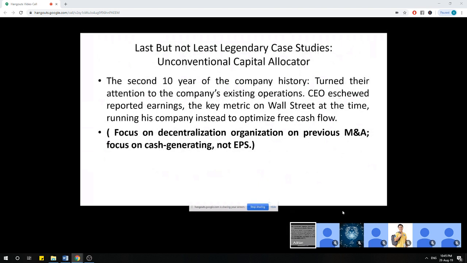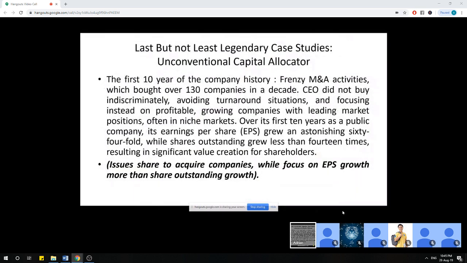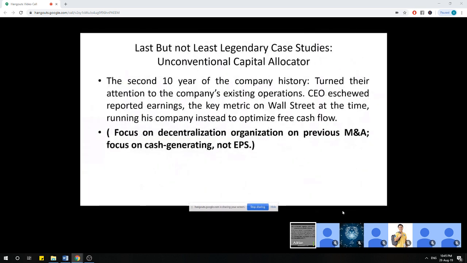Then in the second 10 years, this company slowed down. They no longer wanted to focus on M&A. After 130 company acquisitions, the company suddenly turned to focus on the operation of the company instead of aggressive continued M&A. They focused on a decentralized organization. For each company they acquired, they put one head in charge to focus on the operation and on cash flow generation, not reported earnings. So you can see that just now the focus was on earnings per share, and now the focus is on cash flow generation.